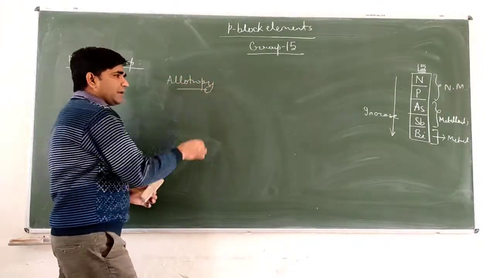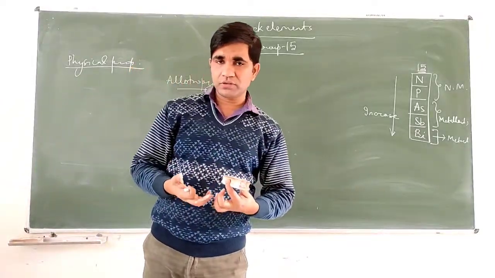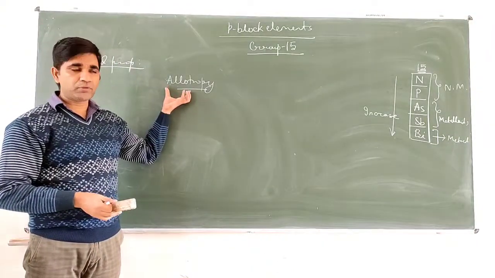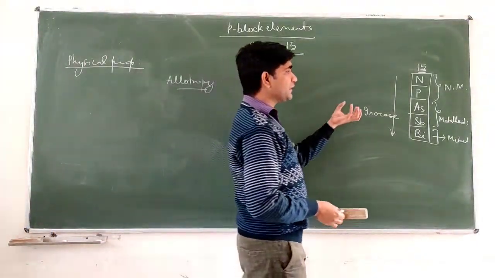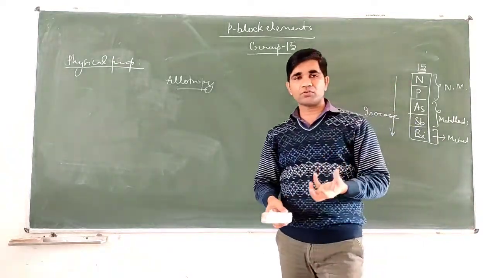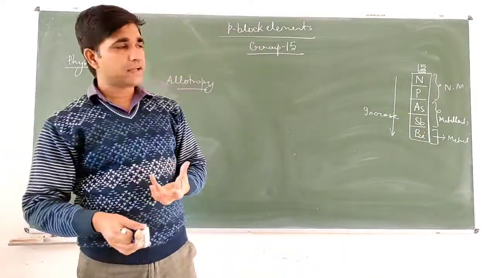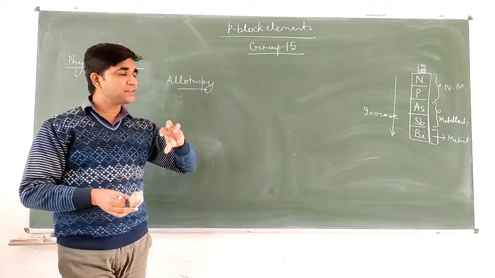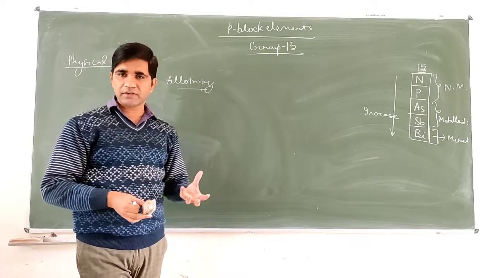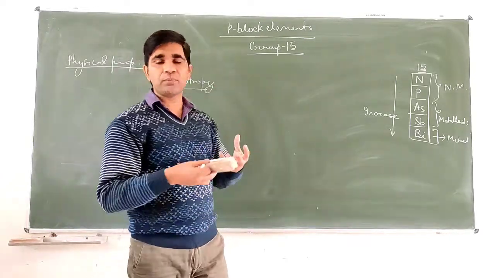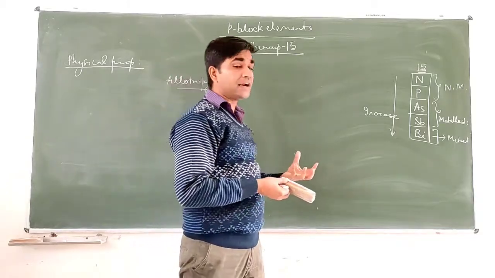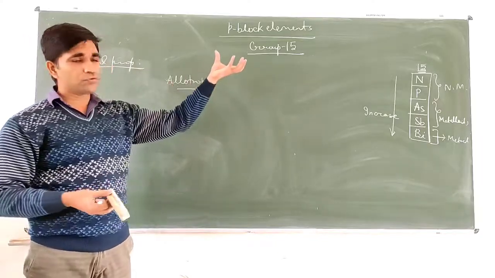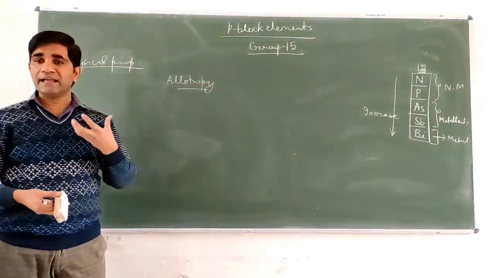Allotropy means when an element is present in different elemental forms. The different elemental forms of a particular element are called allotropes. For example, you will get phosphorus in different forms in nature, like black phosphorus, red phosphorus, white phosphorus. In all these forms, the atom present is only phosphorus, but the way they are attached with each other is different. That is the reason why their physical properties are different. So this is a general characteristic of group 15 elements, that they are present as allotropes.